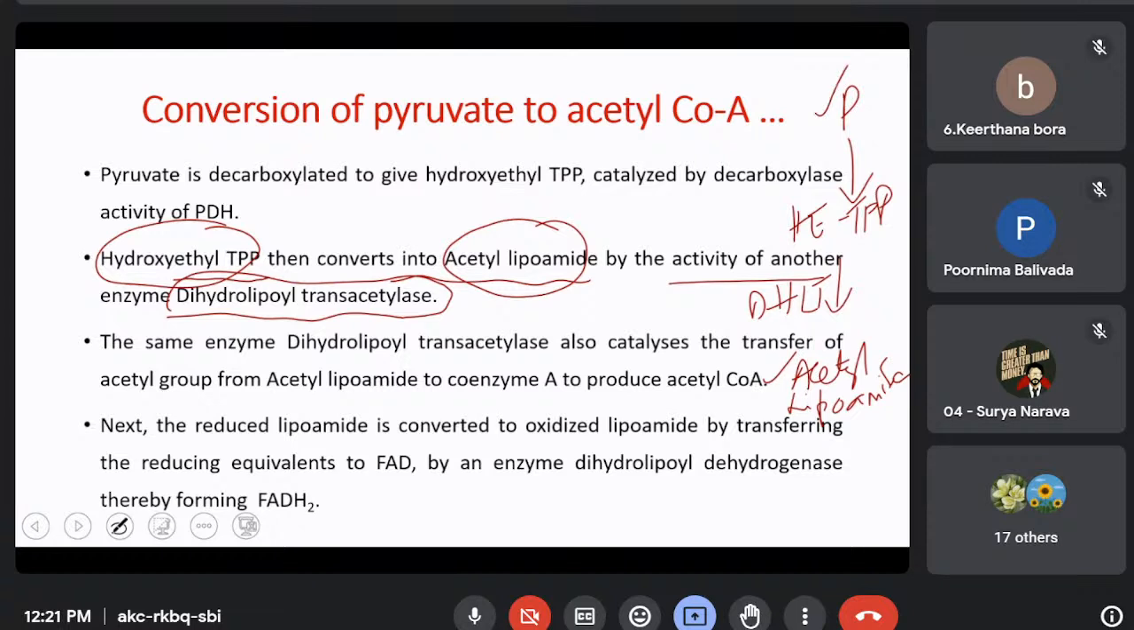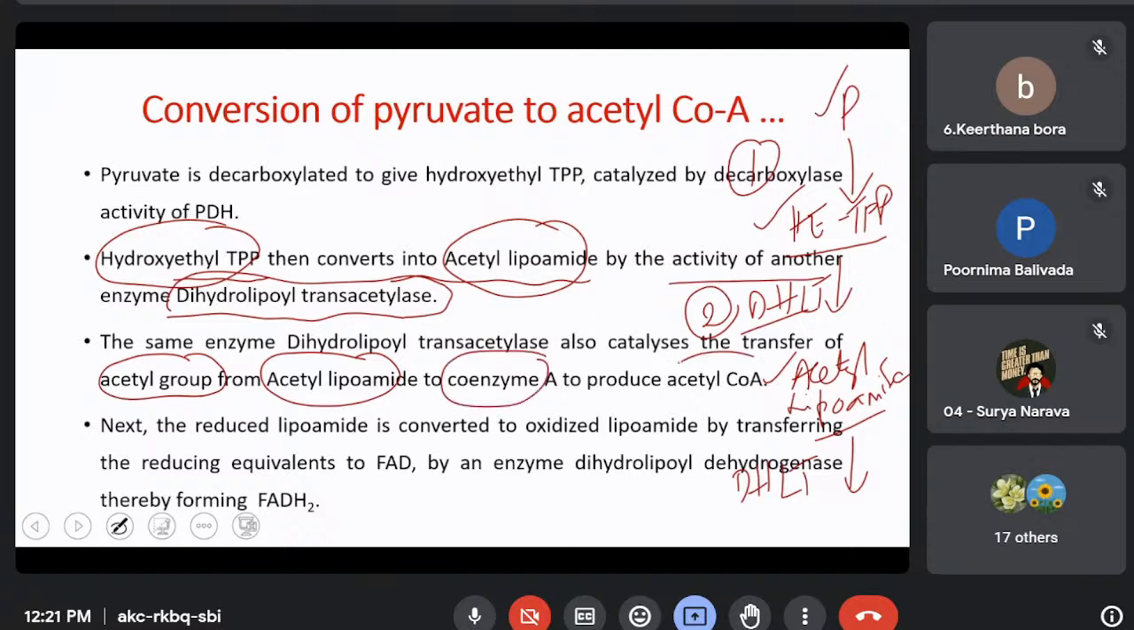First one is pyruvate is converted into hydroxyethyl thymine pyrophosphate. This is the first reaction. The second reaction, hydroxyethyl thymine pyrophosphate is said to be converted to acetyl lipoamide. Next, the same enzyme, dihydrolipoyl transacetylase, now catalyzes the transfer of acetyl from acetyl lipoamide to coenzyme A to produce acetyl coenzyme A.